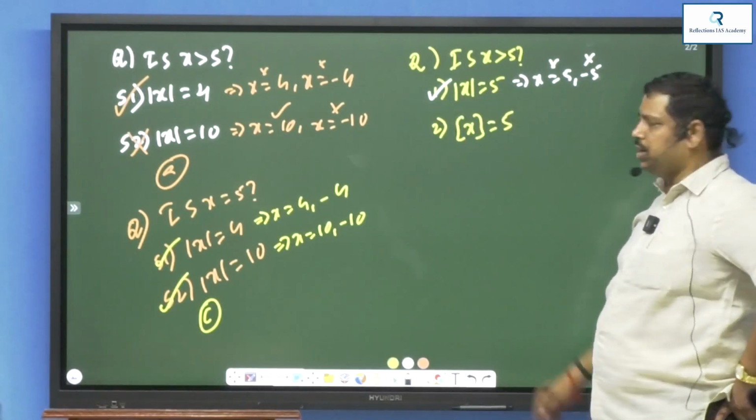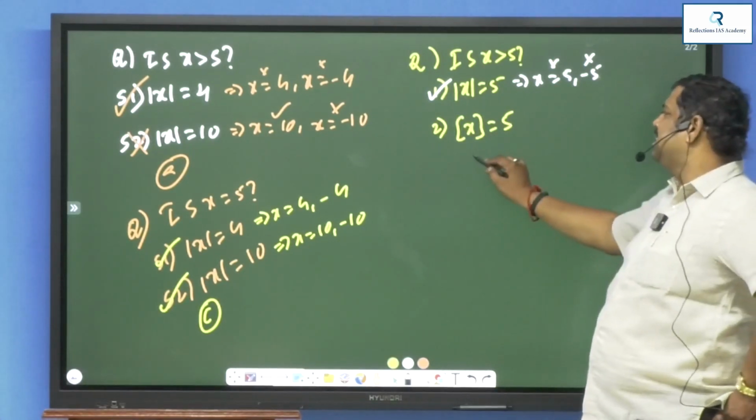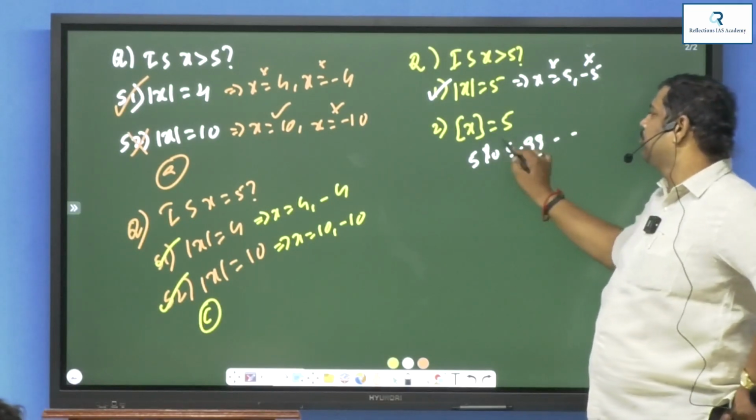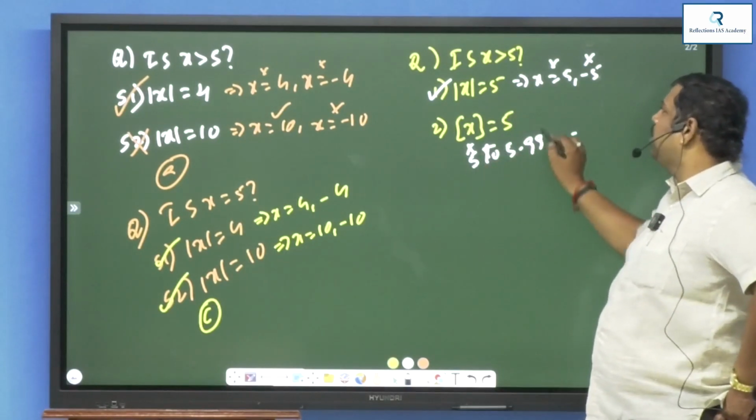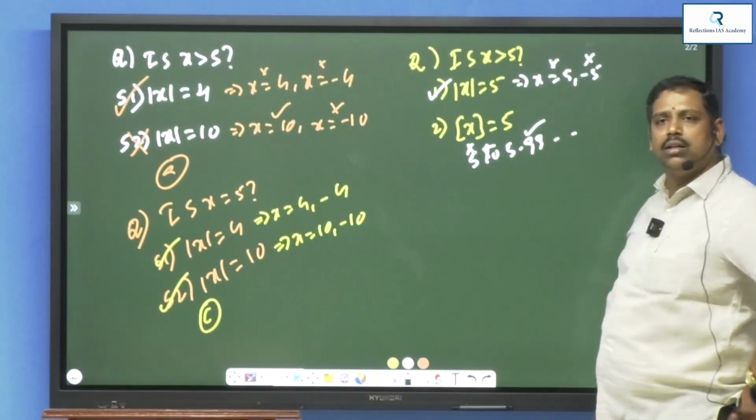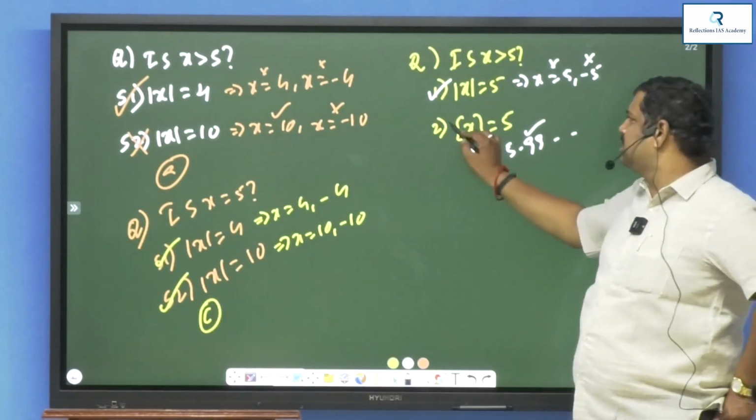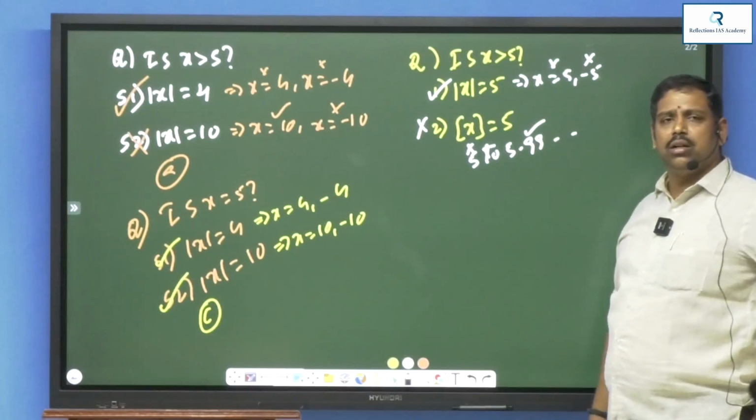Clear? Okay, good. Step x is equal to 5. When step x is equal to 5, x is from 5 to 5.99999 and so on. Yes or no? When x is equal to 5, this is right or wrong? When x is equal to 5.99, this is right or wrong? Right. I got a unique conclusion, or unable to come to a unique conclusion. So this is sufficient or not sufficient? Okay, then what is the answer? A alone.